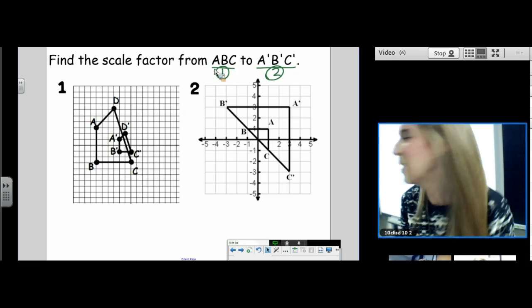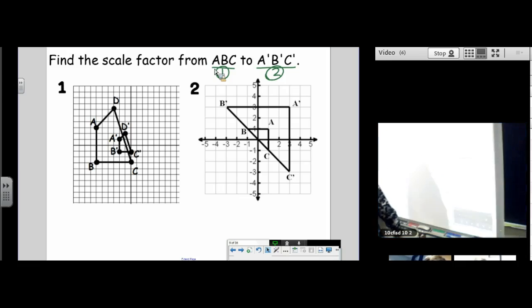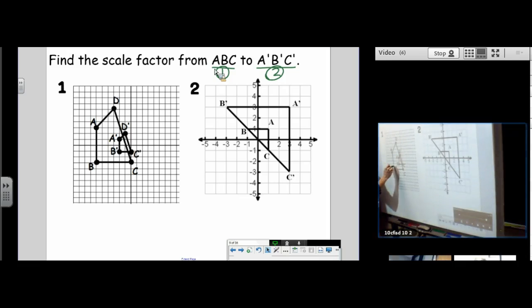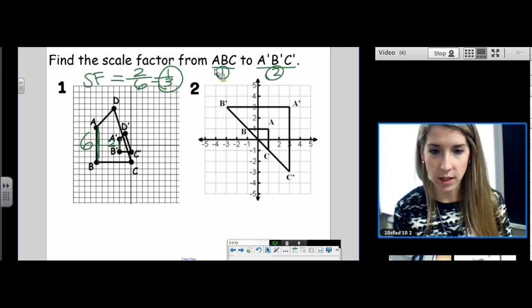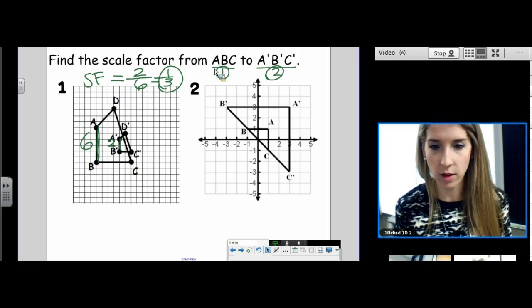You are wrong. So, there's multiple ways to do this. One way to do it is to count the sides. This is 6 and this is 2. We put second over first, and that reduces to 1/3. The scale factor is 1/3. Answering 3 would definitely be wrong. That shape got smaller, not larger.